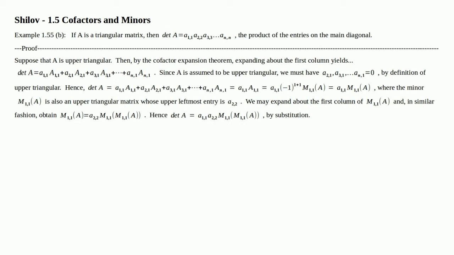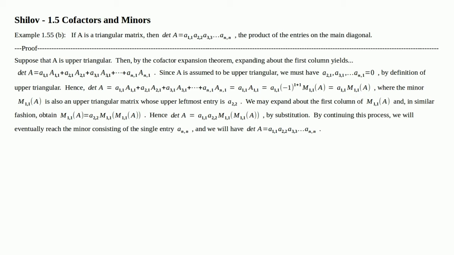Hence the determinant of A is equal to a sub 1, 1 times a sub 2, 2 times the minor sub 1, 1 of the minor sub 1, 1 of A by substitution. And this is what I'm substituting here. The original determinant is a sub 1, 1 times the minor sub 1, 1 of A. So I'm taking the minor sub 1, 1 of A, plugging it in there, and I get a sub 1, 1 times a sub 2, 2 times the minor sub 1, 1 of the minor sub 1, 1 of A. Just substituting there.